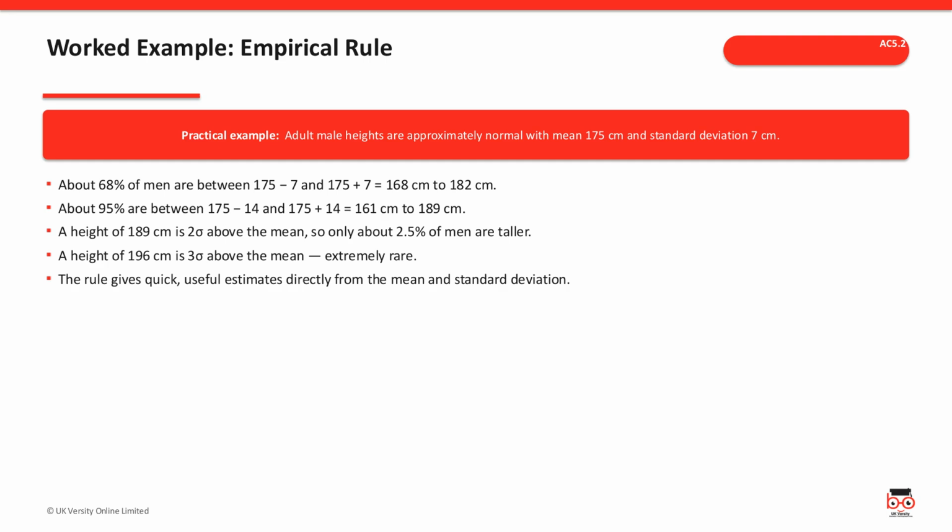A man of 189 centimeters is 2 standard deviations above the mean, so only about 2.5% of men are taller. And 196 centimeters is a full 3 standard deviations up, extremely rare. All of that comes straight from the mean and the standard deviation.